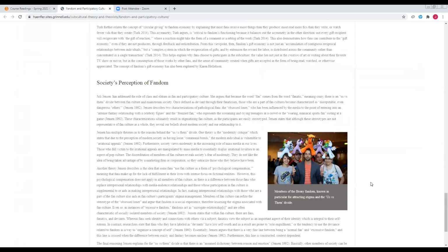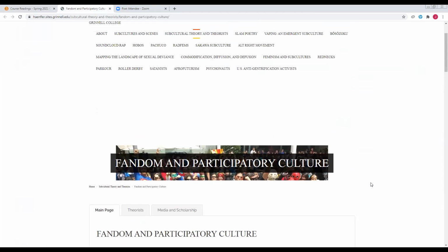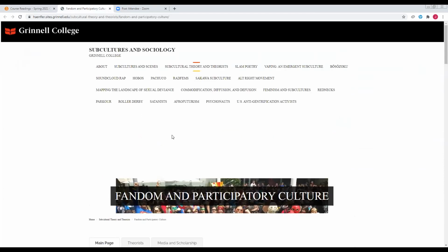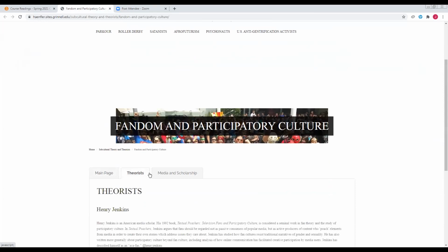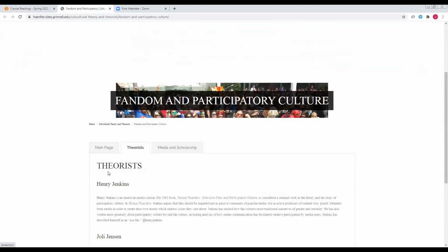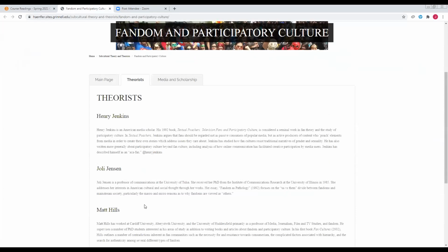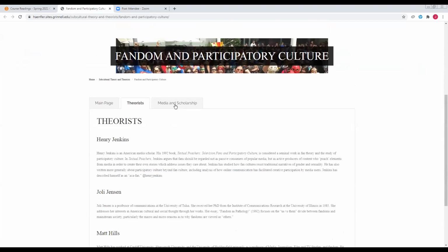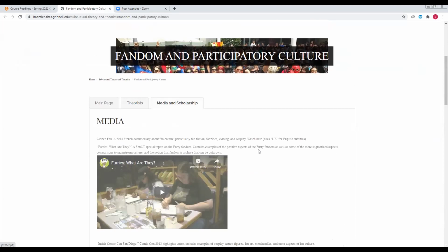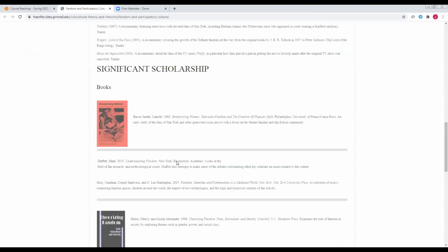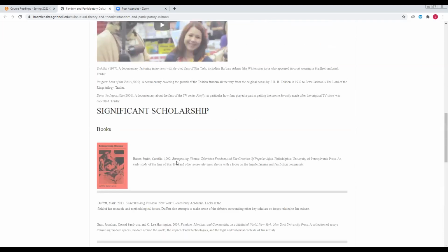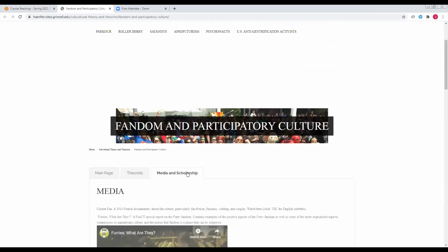So this article, Fandom and Participatory Culture, comes to us from Grinnell College, and the theorists whose work we're going to be looking at today include Henry Jenkins, Jolly Jensen, and Matt Hills. And if you want to delve deeper into this topic, there is a whole tab dedicated to the media and the significant scholarship that this article calls upon. This is essentially its works cited page.